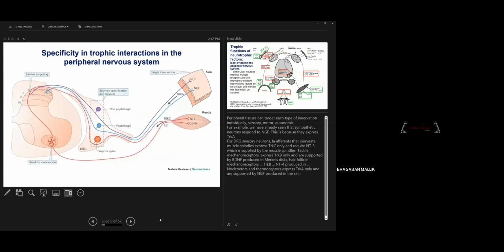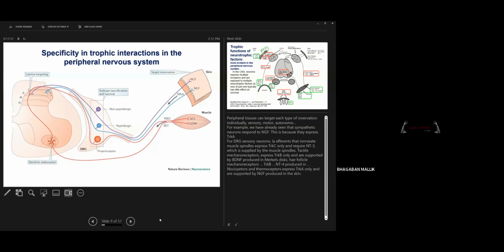Similarly, in the peripheral nervous system, you have a specific type of receptor and neurotrophin interaction. In the muscle, in the peripheral nervous system, you have NT3 and GDNF. In the skin, that I've shown, this is the peripheral nerve.